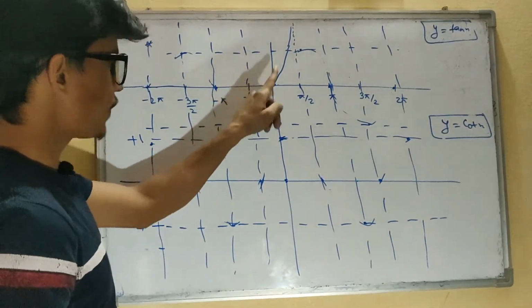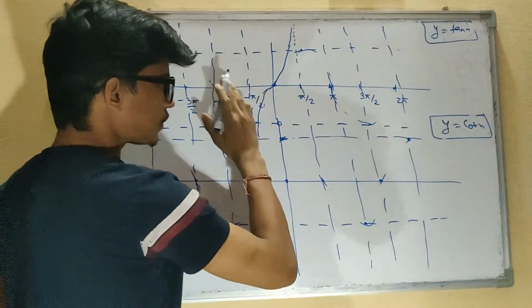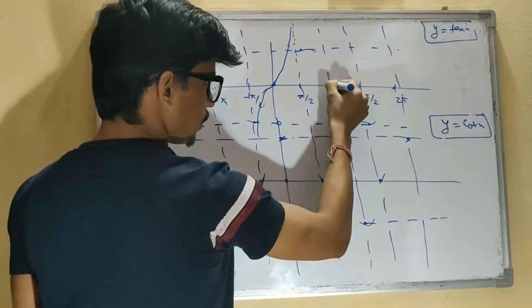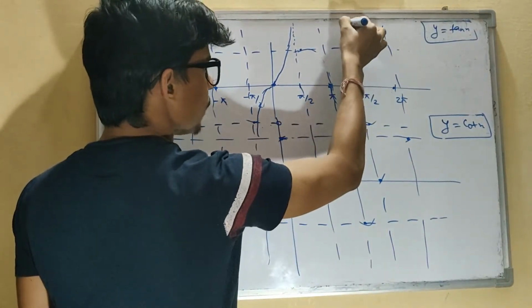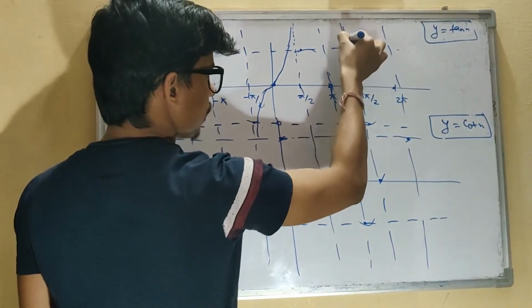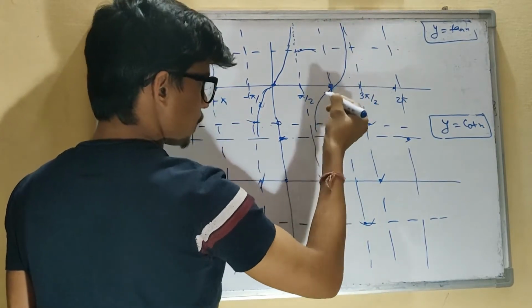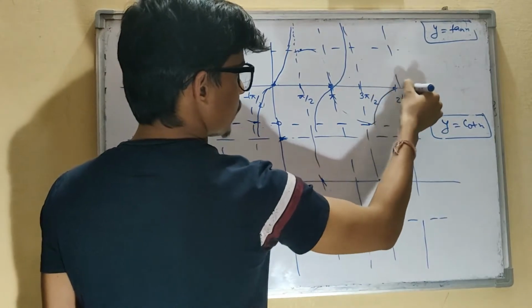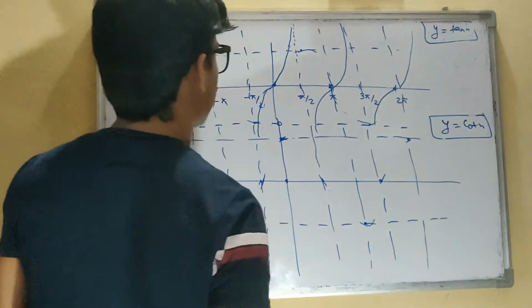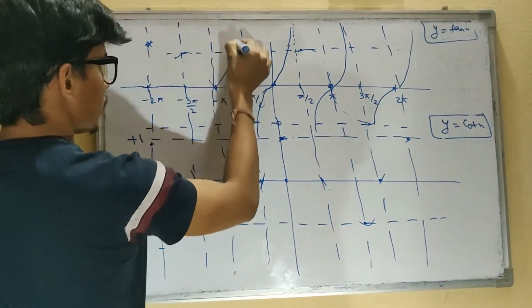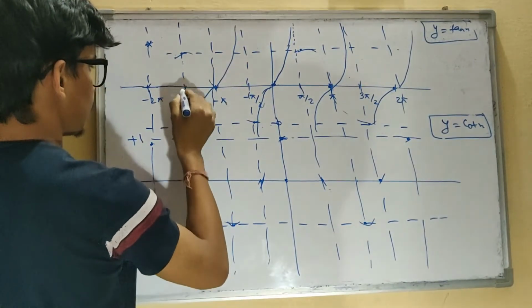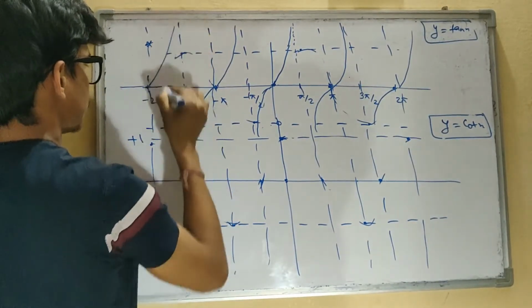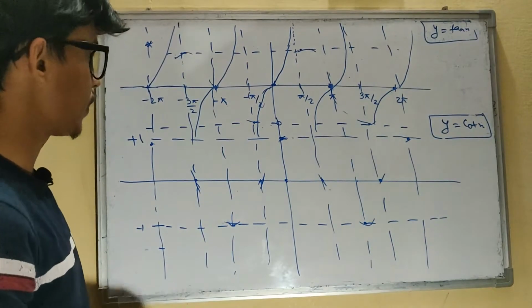So the graph is like this, and now this pattern is followed again. Here also the graph is like this, and similarly for here also. The graph will be like this, and it will go like this further, and similarly for here also. So this is how the graph is made.